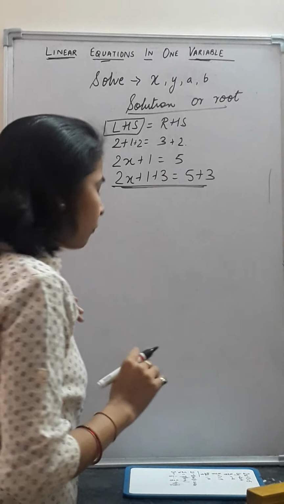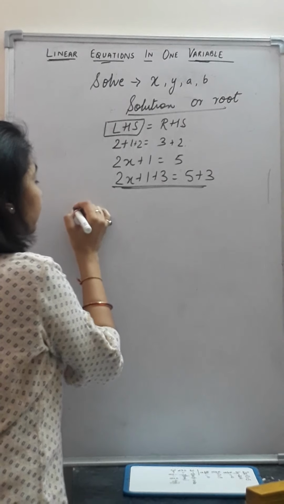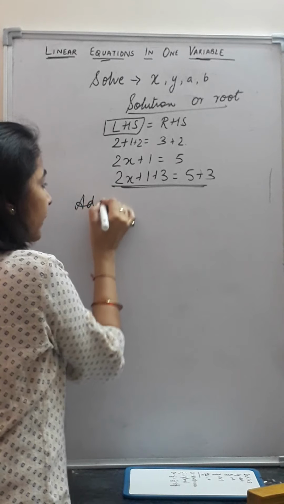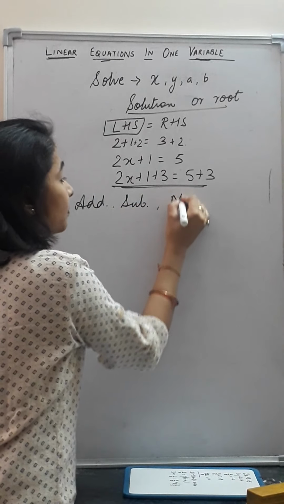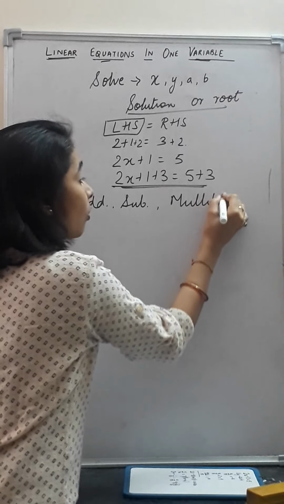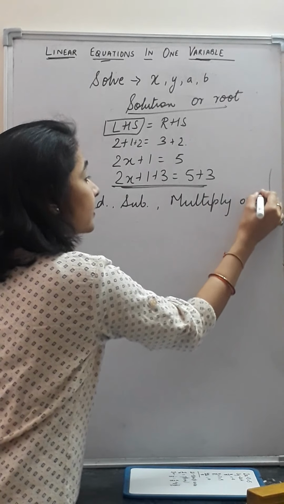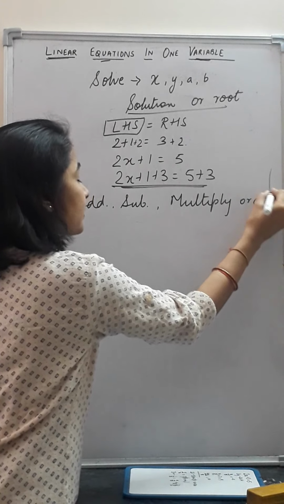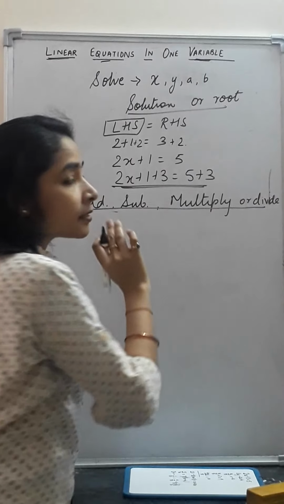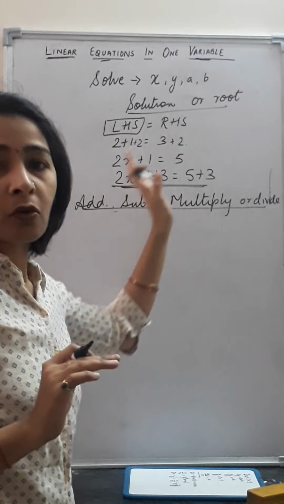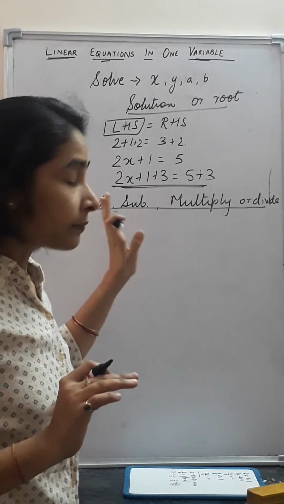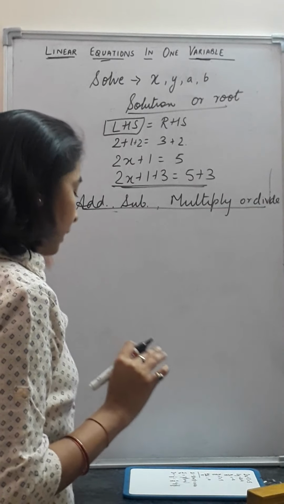So, what do we conclude from this? That in an equation, if we add, subtract, multiply or divide the same number on both the sides, then the equation remains unchanged. There is no change in the equation if we do the same operation on both the sides. Okay, is that clear?